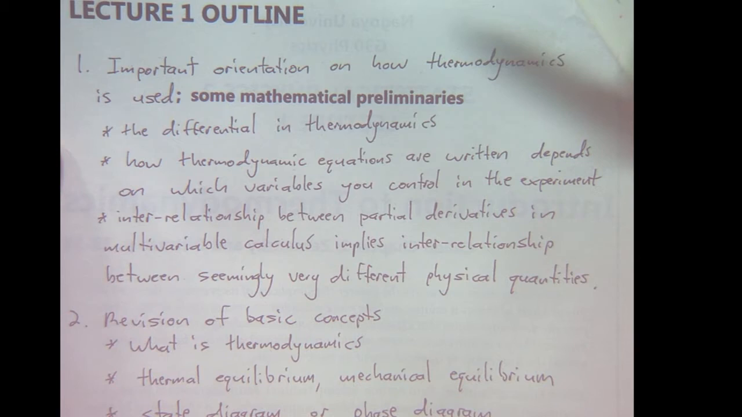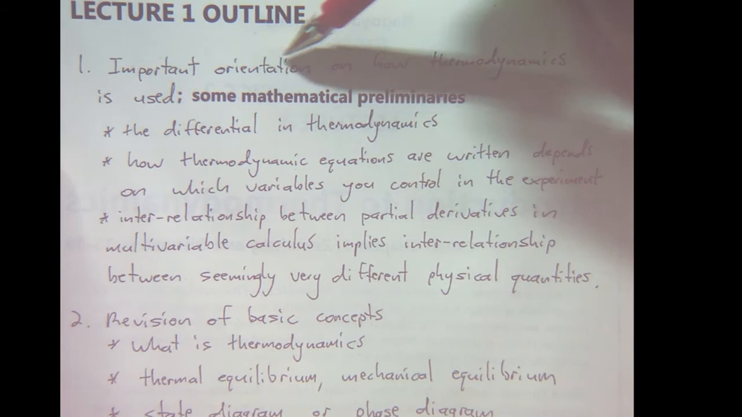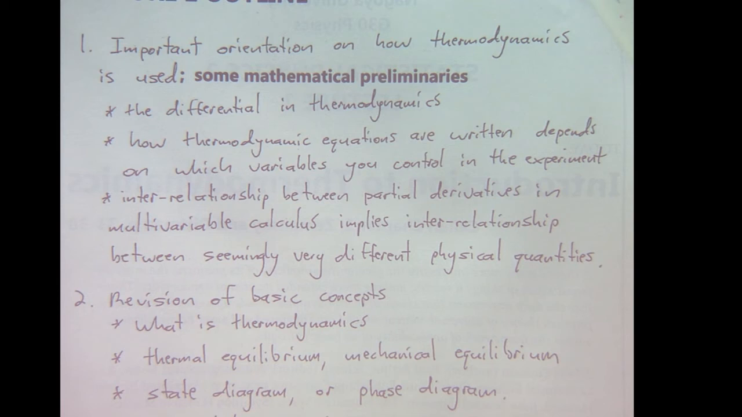So, the outline of today. We're going to look at some mathematical preliminaries. It is a geometrical theory, so we need a couple of basic facts about functions of many variables. We'll continue these basic facts in the third lecture. We'll just introduce what we need today. I want to just give you an impression of how thermodynamics is used. If you can get this, then it can avoid a lot of trouble later on.